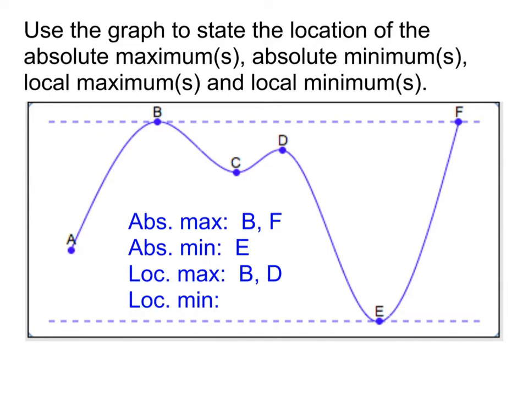And finally, for the local minimum, A, nope, not a local minimum because there's nothing to the left of it. C, yes, C is a local minimum because between these 2 sections, that's as low as the graph goes. What about E? E is also an absolute minimum. Can it also be a local minimum? Yes, it can.